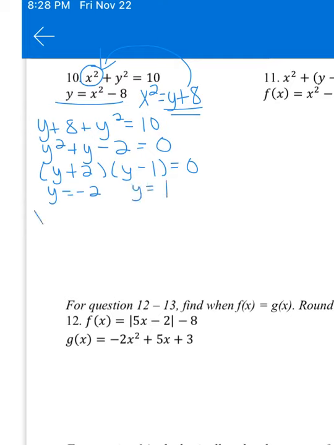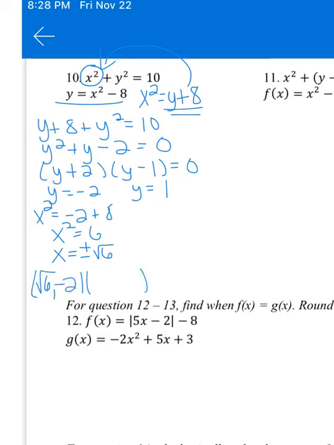x squared is equal to y plus 8. So this is x squared equals 6. When I take the square root, remember it's plus and minus the square root of 6. So this actually ends up giving me 2 points. You have positive square root of 6, comma negative 2, and negative square root of 6, comma negative 2.